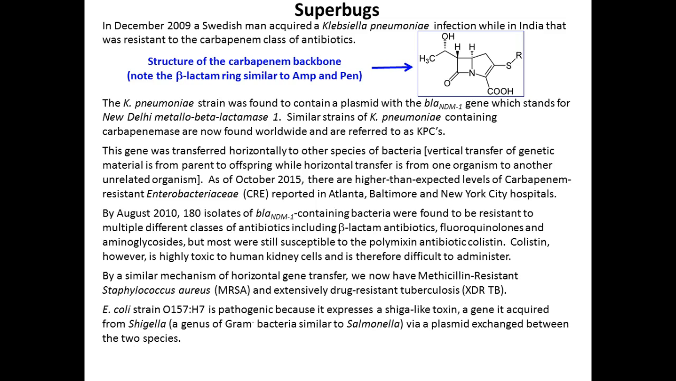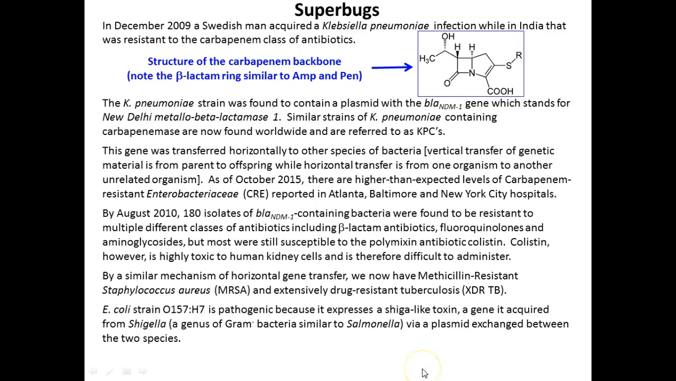They believe, again, that this genetic information was transferred from one bacteria to another. It's the exact same toxin that Shigella has, that this particular strain of E. coli has, and it makes it highly pathogenic. And again, a small circle of DNA was passed from one bacteria to another.